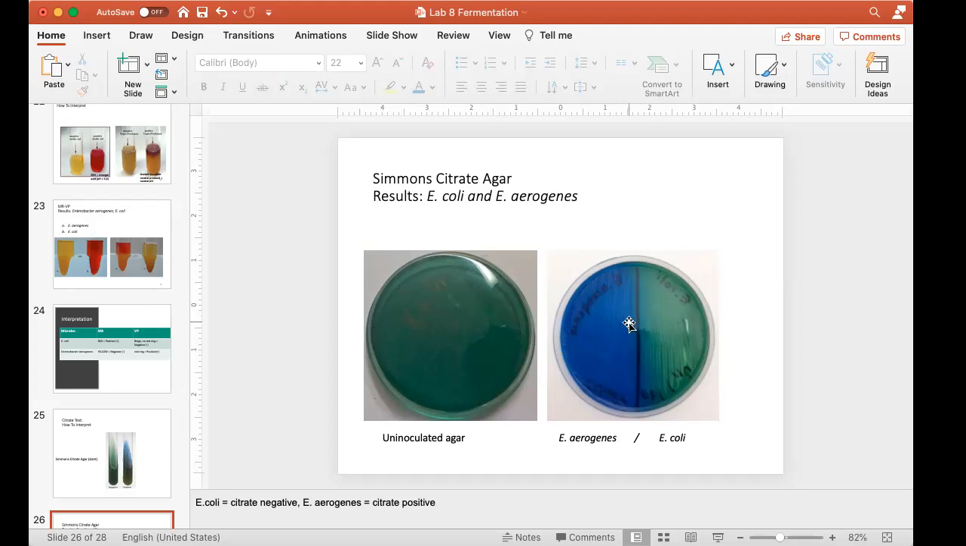And once again, we have a difference. You could see the Enterobacter side turned that brilliant blue color. Enterobacter aerogenes can ferment citrate, but E. coli can't. So the E. coli side stayed green.